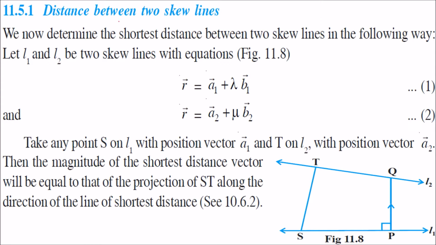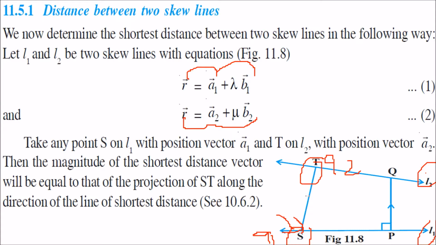So how do we find the distance between two skew lines now? We have lines in different planes. They are neither intersecting nor parallel. So in order to determine the shortest distance between two skew lines, say L1 is this, L2 is this. L1 can be easily represented by A1 plus lambda B1, and L2 by A2 plus mu B2. Now take any point, say S, on L1, with position vector A1, and T on L2, with position vector A2.